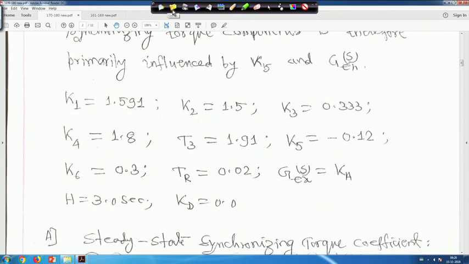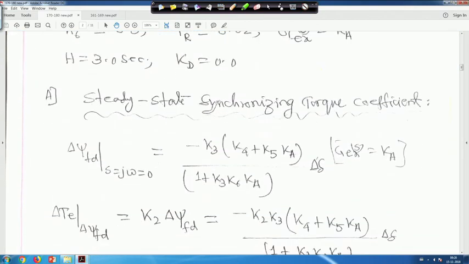So with this parameter, now part A, the first part, that is your steady state synchronizing torque coefficient. Now when we make delta psi fd, that is s = j omega, with omega tends to 0, then this will become minus K3 into bracket K4 plus K5 Ka divided by 1 plus K3 K6 Ka into delta delta, when omega is equal to 0.